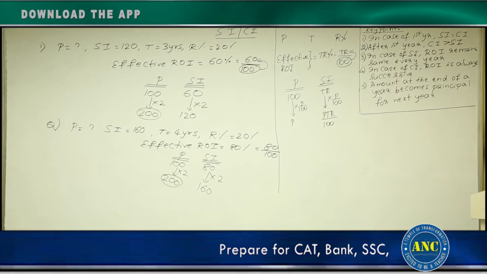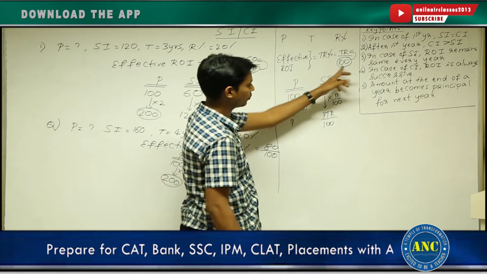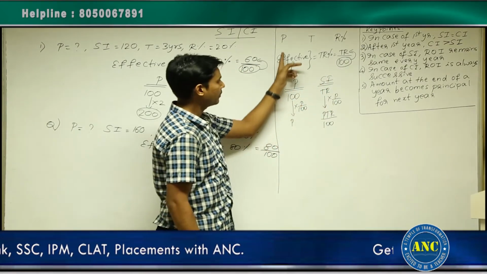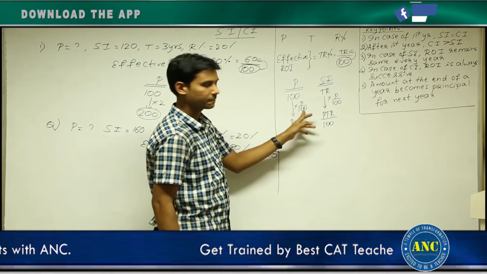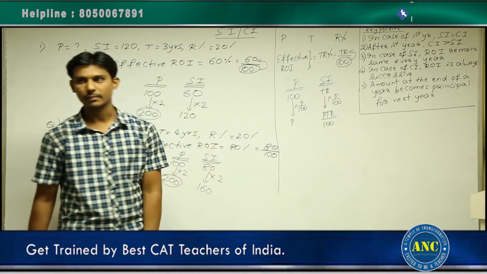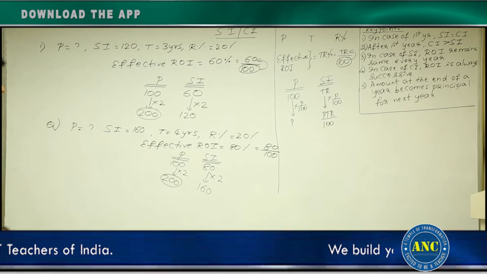Clear, right, everyone? TR percentage is TR by 100. If I have taken 100 rupees from you, I will give you TR rupees extra. But I am not taking 100 rupees from you. I am taking P rupees. 100 should become P. Multiply by P by 100. Here also multiply by P by 100. P by 100 into TR is PTR by 100. Proof clear? Understood?